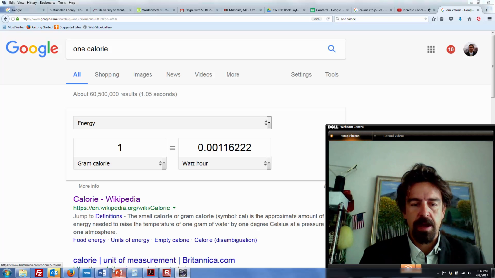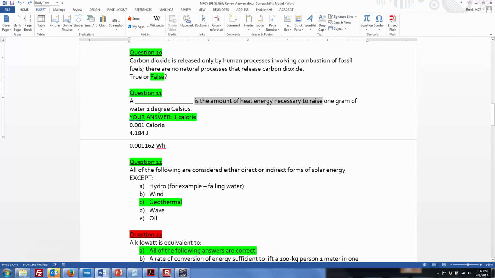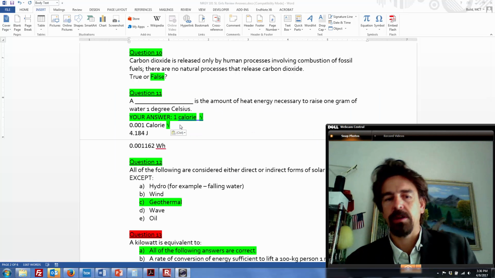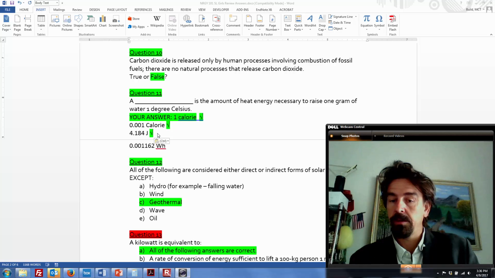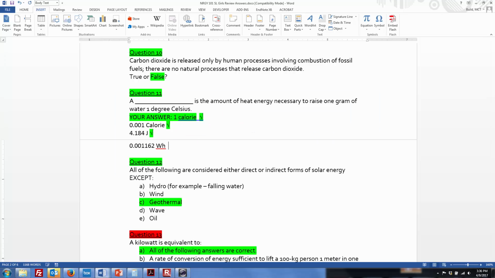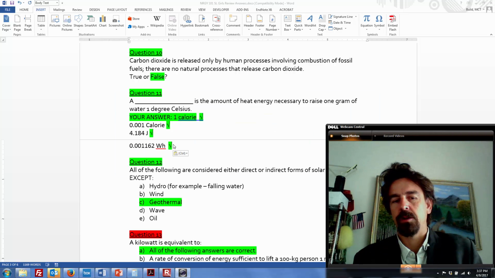So let's go back and look at this equation. So 1 calorie is correct. You could also say this is the same as 1/1000th of a kilocalorie. You could also say this is 4.18 joules. You could also say 0.0011 watt hours. Okay, so those are all correct.